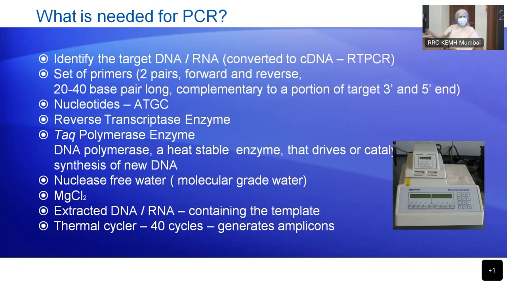Then we said that there has to be an extension. How will things get extended? You need to have a polymerase. So the one that is most commonly used is Taq polymerase, okay? Then, of course, you need to use multiple reaction mixtures. It mainly consists of ions, especially magnesium.